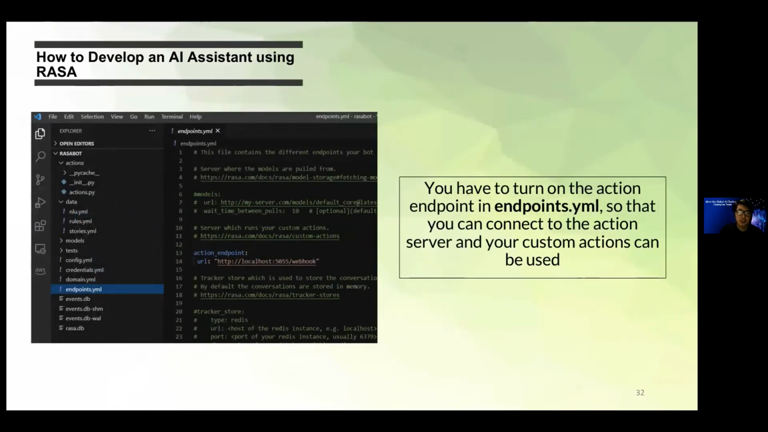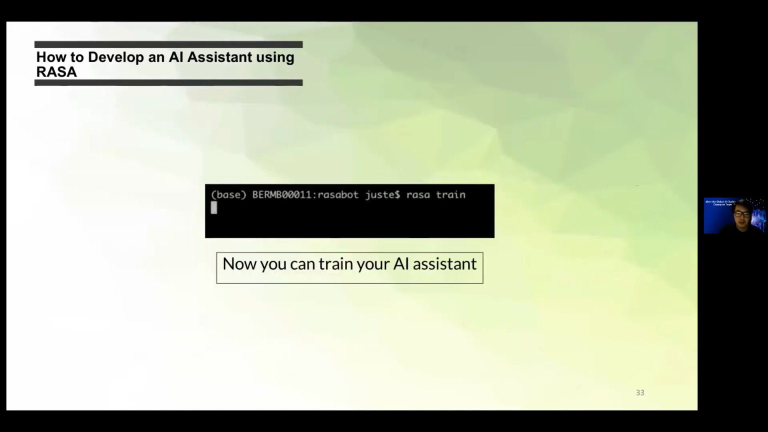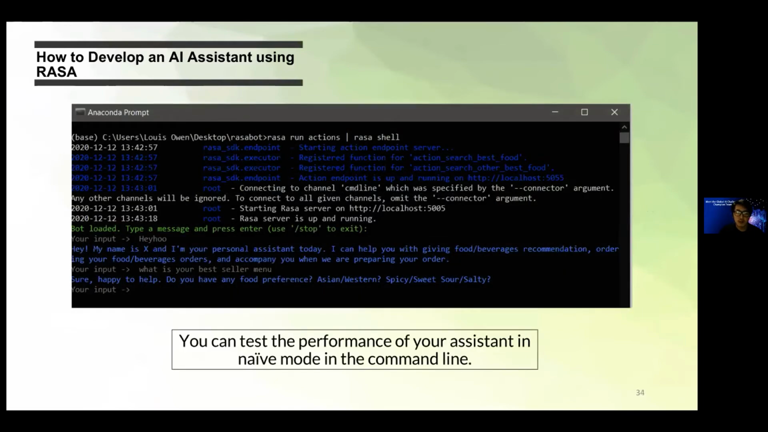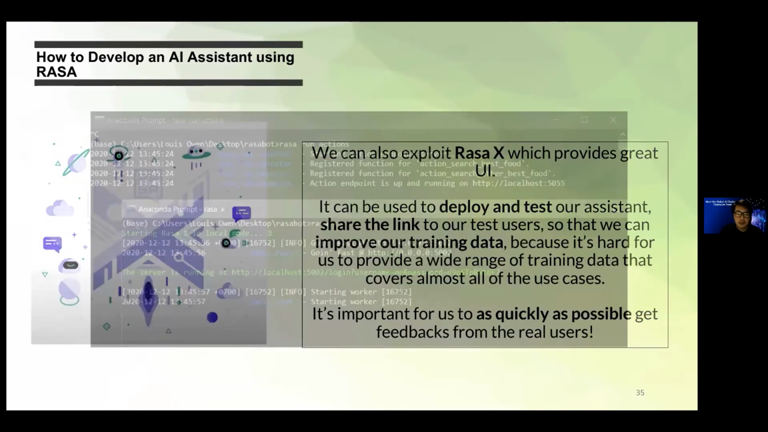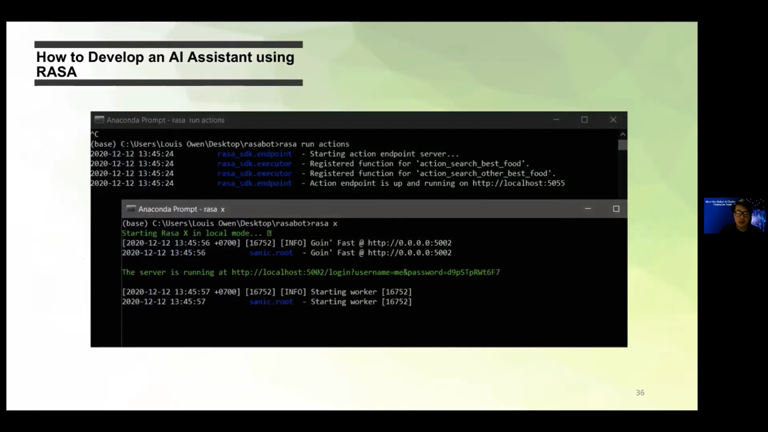And if you are using the actions.py, you have to turn on the action endpoint in endpoints.yaml so that you can connect to the action server and your custom actions can be used. Okay, and done. Now you can train your AI assistant and the chatbot will be generated. You can test the performance in the naive mode in the command line or using Rasa X, which is a great UI from Rasa. Okay, so this is Rasa X. Next, you can see this is how to run the Rasa X command.